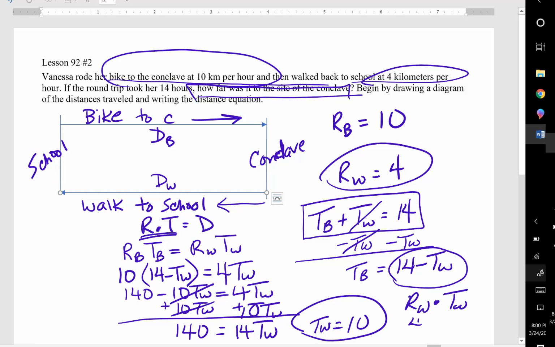So r sub w is 4, t sub w is 10. That's 40 kilometers. And that's the answer to the problem. How far was it to the site of the conclave?